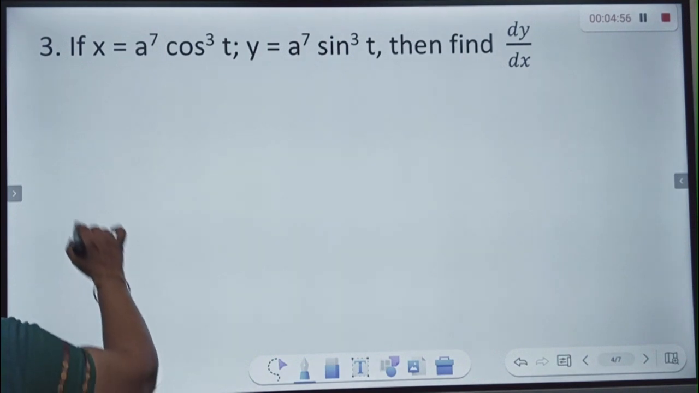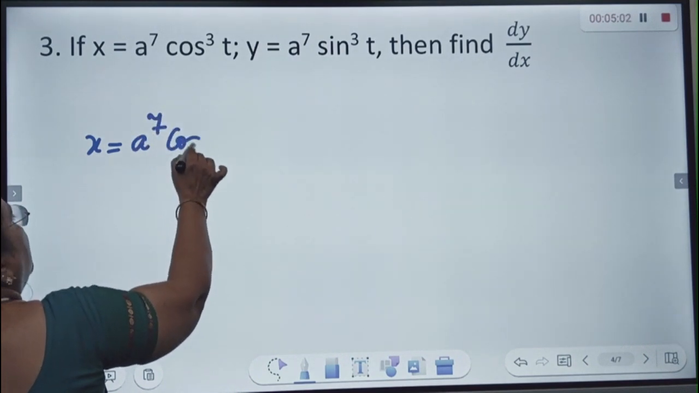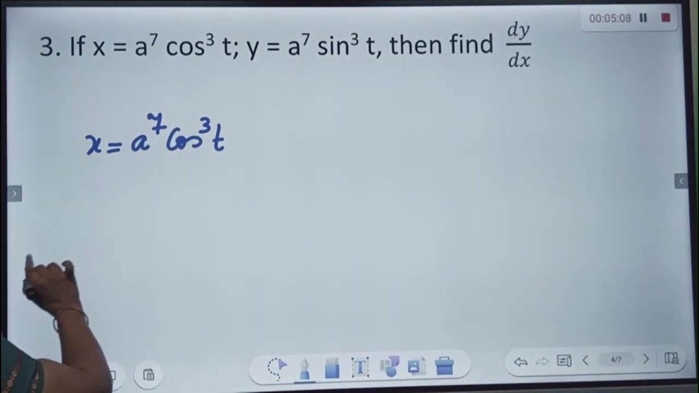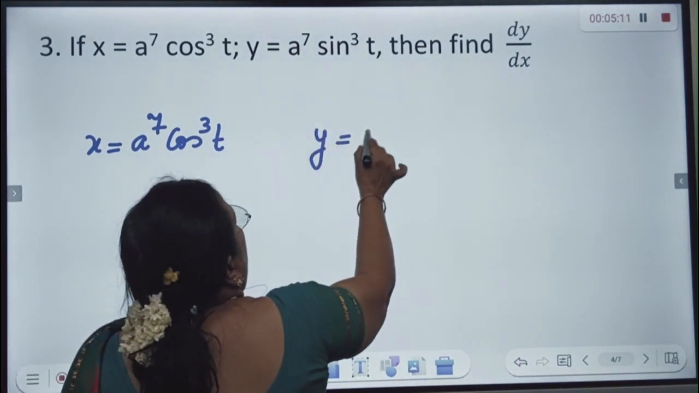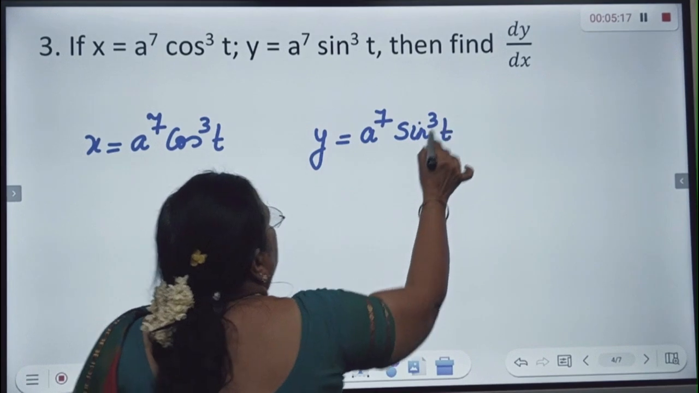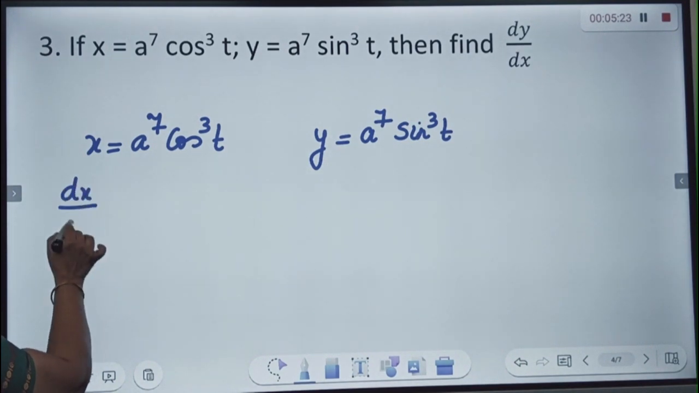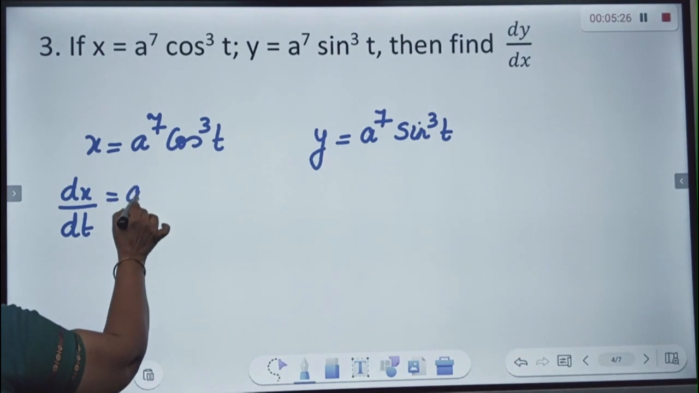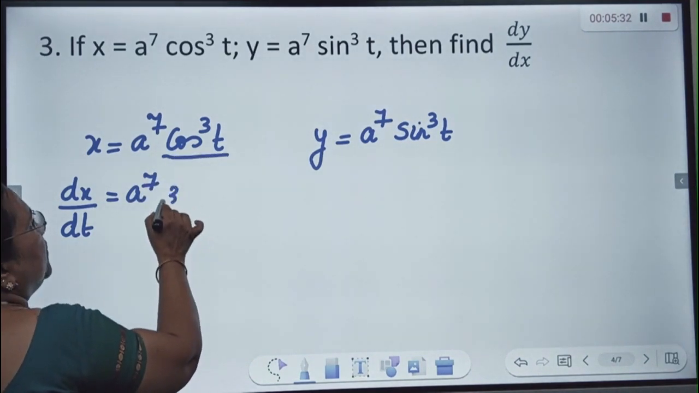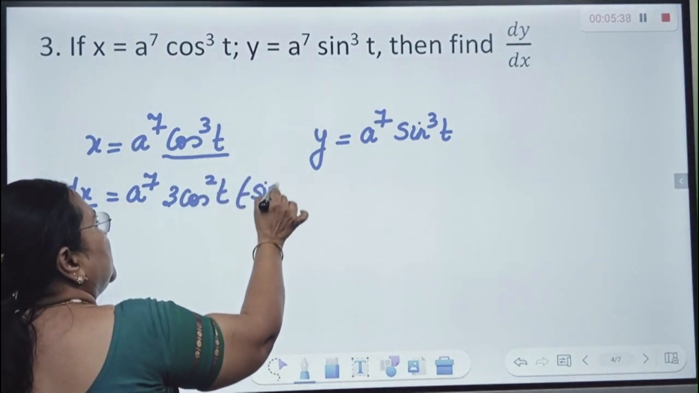Now, x is equal to a power 7 cos cube t. It's a function of t. Okay? t is a variable, a is a constant. y is equal to a power 7 sin cube t. It's a function of again t. Okay, a is a constant. Now dx by dt will be a power 7. I have to differentiate cos cube t. That will be 3 into cos square t. Derivative of cos t is minus sin t.